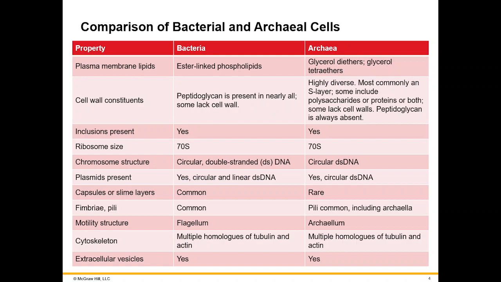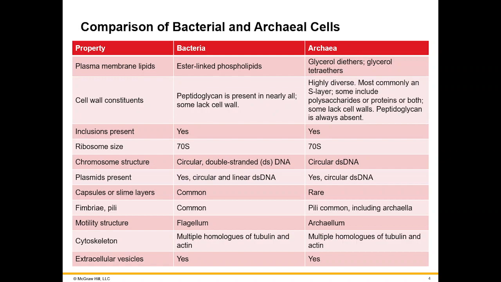One thing in common is that archaea do not have peptidoglycan in their cell wall, whereas bacteria have peptidoglycan. Now, some commonalities between them: they have inclusion bodies, and that is why sometimes we mistake archaea under the microscope as being from the same group of organisms. They have the same ribosome size, 70S. And for the chromosomal structure, bacteria can have circular double-stranded DNA, the same as the archaea. Simple DNA structure: basically, just circular double-stranded DNA.